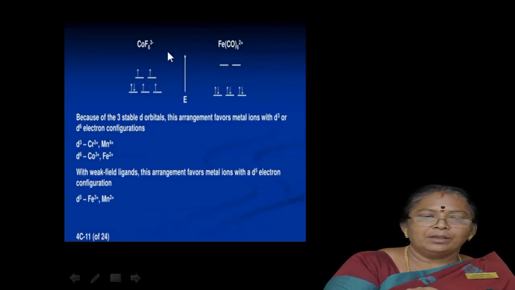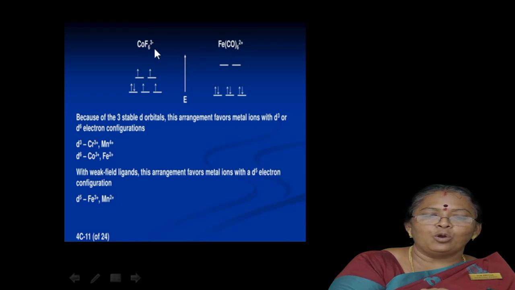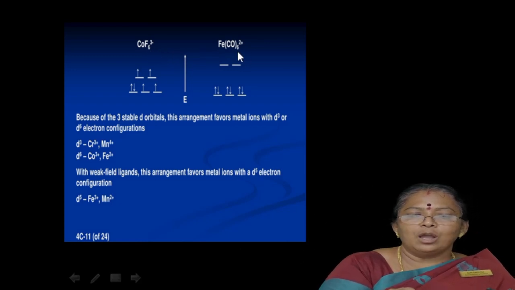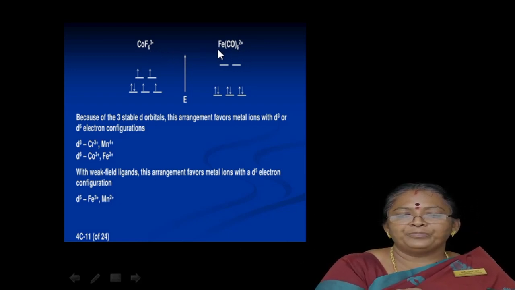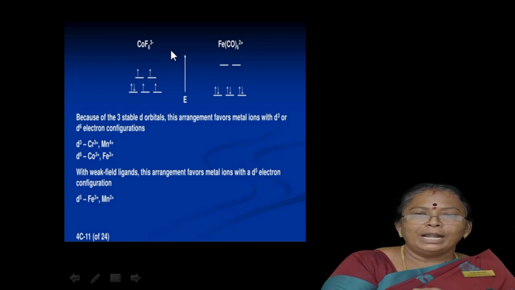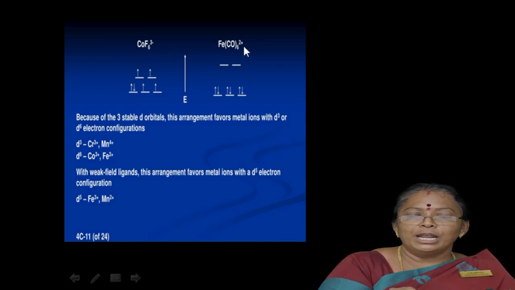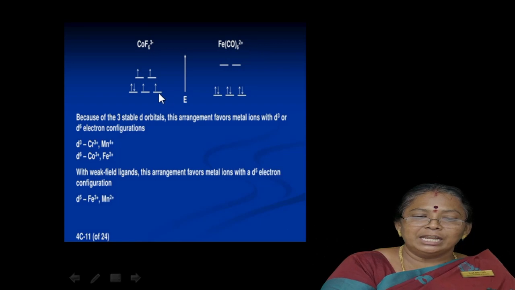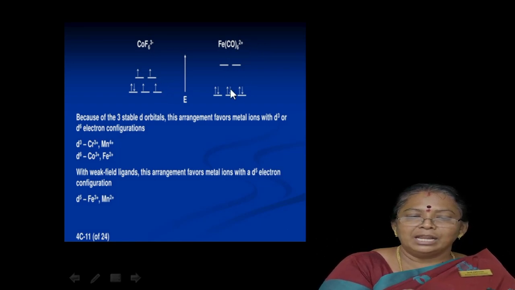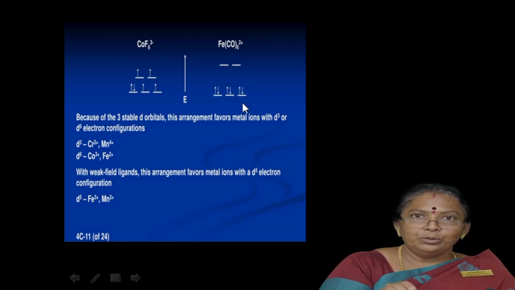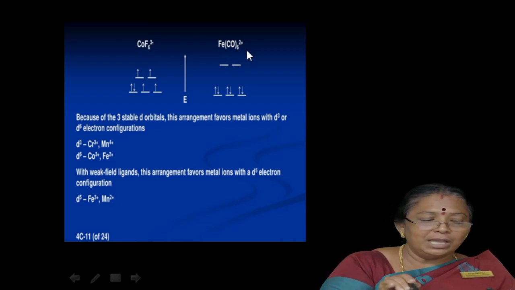Here hexafluorocobaltate, and here hexacarbonyl ferrate. Fluoride is a weak ligand, carbonyl is a strong ligand. Here the T2G Eg gap is decreased due to the weak ligand. Here the T2G Eg gap is increased due to the presence of the strong ligand on the metal atom.